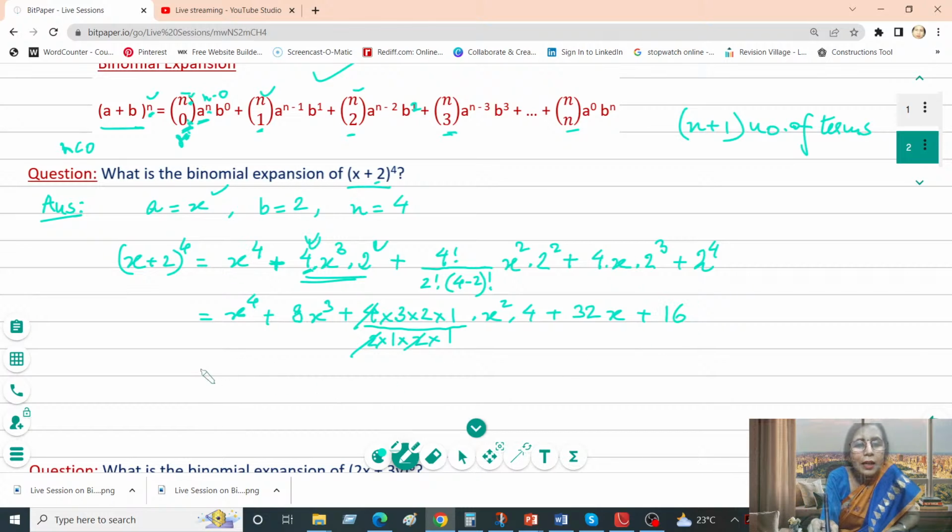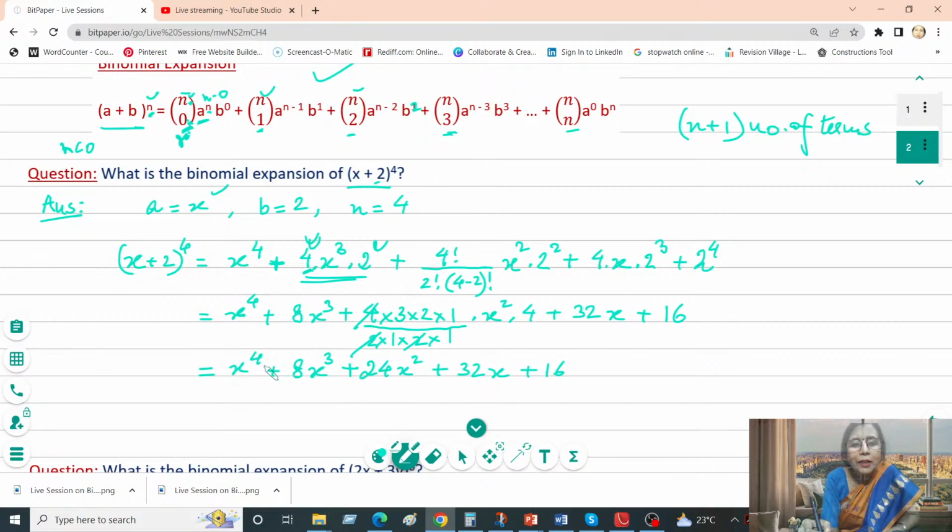So our final answer will be x to the power of 4 plus 8x to the power of 3. This one is 3 times 2 is 6. 6 times 4 is 24. Plus 24x to the power of 2 plus 32x plus 16. See, you are having 5 terms, 1, 2, 3, 4, 5, because the n value is 4.